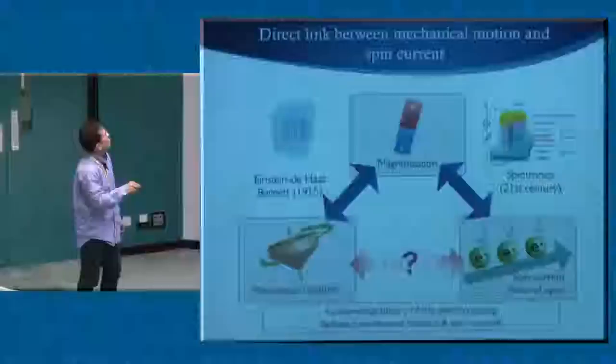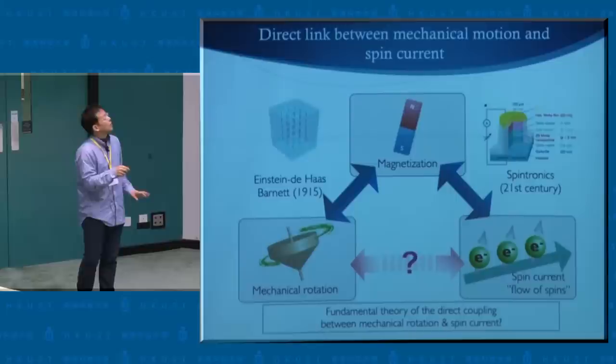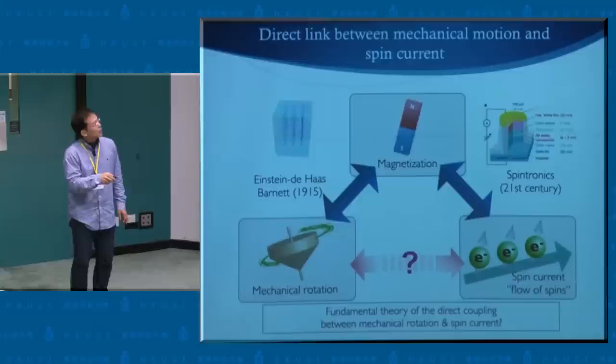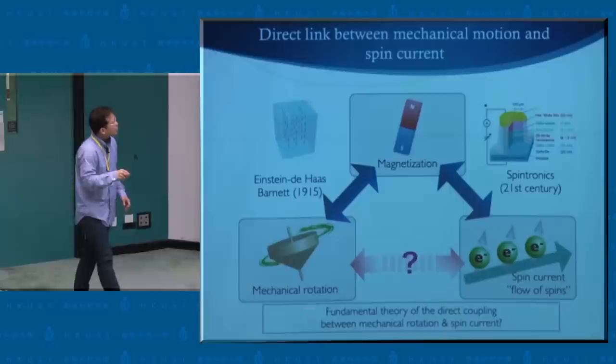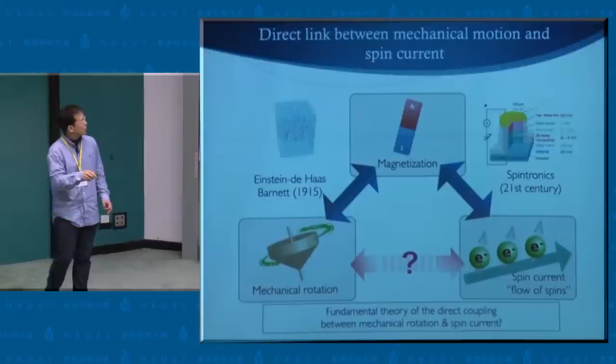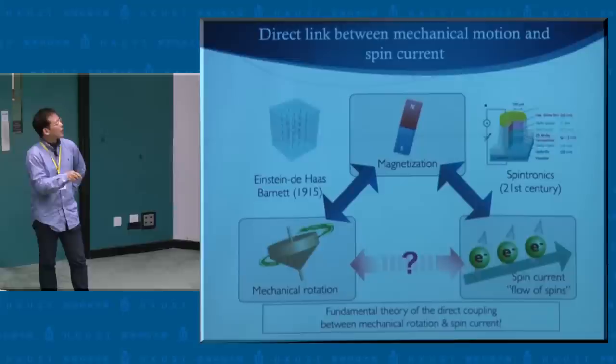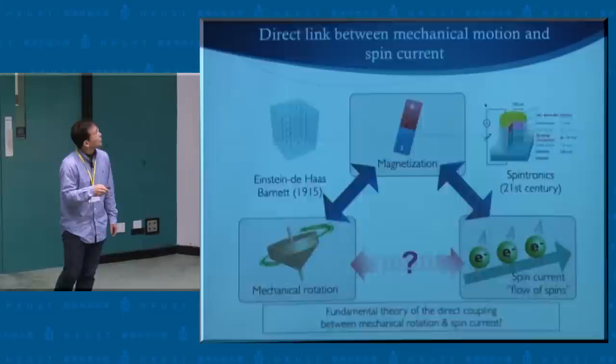Okay. And this is our motivation slide. As I mentioned, the coupling between the mechanical rotation and magnetization has been studied for many years. And on the other hand, the coupling between the magnetization and the spin current, or flow of spins, is a very hot topic in the field of spintronics. However, the direct link between the mechanical rotation and the spin current is missing. So our first question is, what is the fundamental theory of the direct coupling between the mechanical rotation and the spin current?